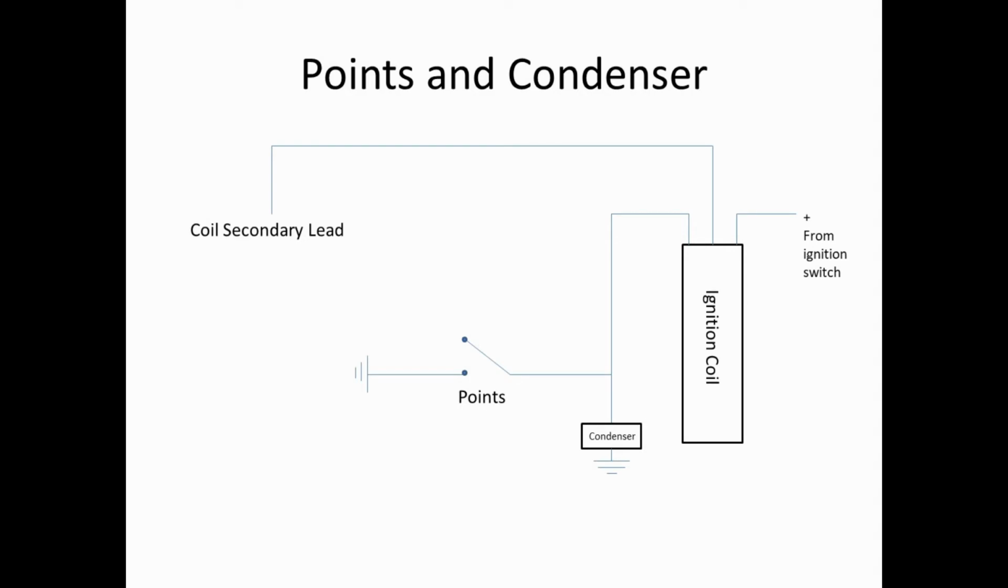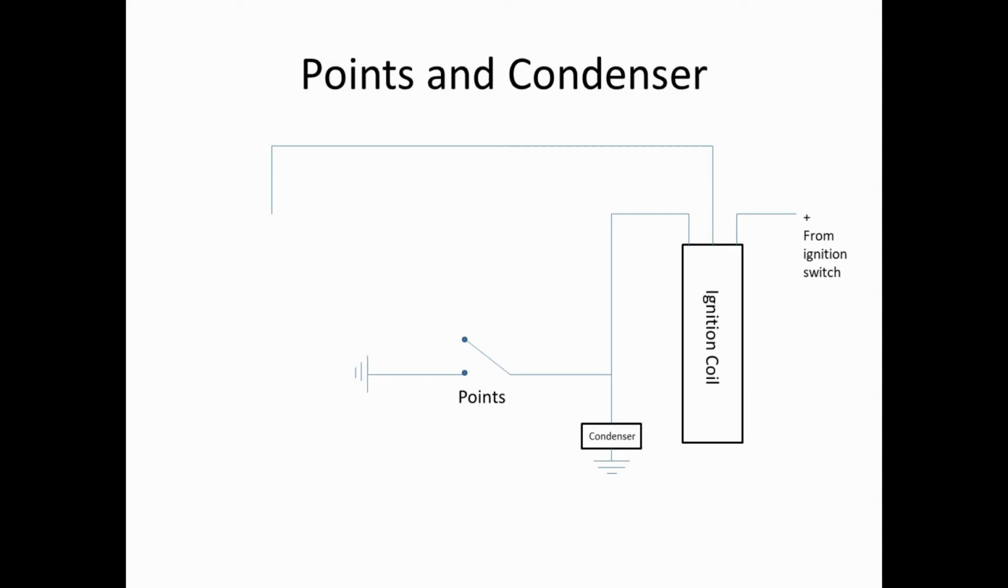So this is basically how a point system works, according to my crude drawing. We have positive power from the ignition switch on one side of the primary of the coil, and on the other side of the primary of the coil, so basically a positive and negative side of the primary, it goes out to the points, and the condenser is wired in parallel here. So when the points close, we have current flowing through the primary windings, which charges the coil.